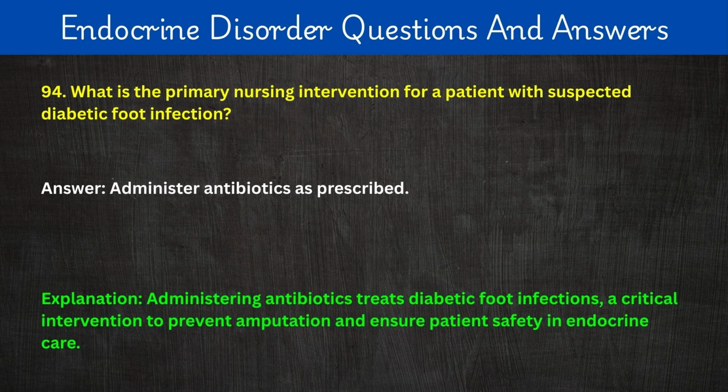94. What is the primary nursing intervention for a patient with suspected diabetic foot infection? Answer: administer antibiotics as prescribed. Explanation: administering antibiotics treats diabetic foot infections, a critical intervention to prevent amputation and ensure patient safety in endocrine care.